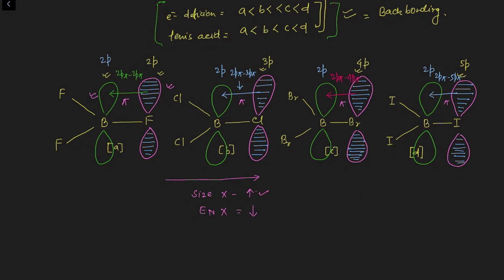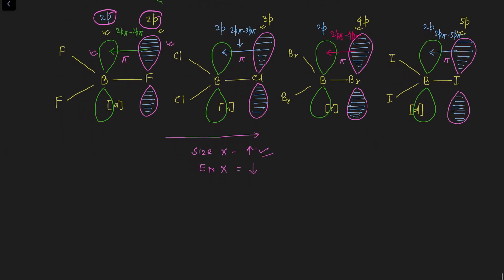Because of the increase of size, what will happen? The extent of overlapping between these two p orbitals, the empty p orbital of boron and the filled p orbital of the halogen atom, will decrease. So what is the order of extent of overlapping? The 2p pi 2p pi overlapping will be stronger than the 2p pi 3p pi overlapping, and this will be stronger than the 2p pi 4p pi overlapping, and this will be stronger than the 2p pi 5p pi overlapping.